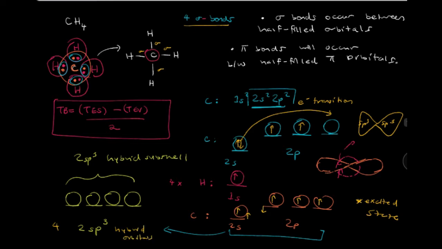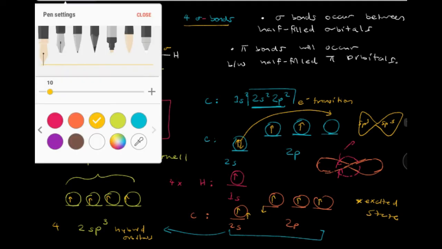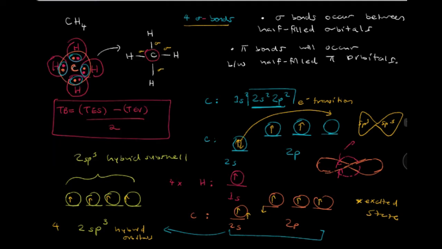Okay, now that you have these 4 sp3 hybrid orbitals, you can now form a sigma bond with the hydrogen to make sure that the bond length is completely stable. And the reason this bond length is really important to be the same is because you can imagine that this is going to be a tetrahedral structure.